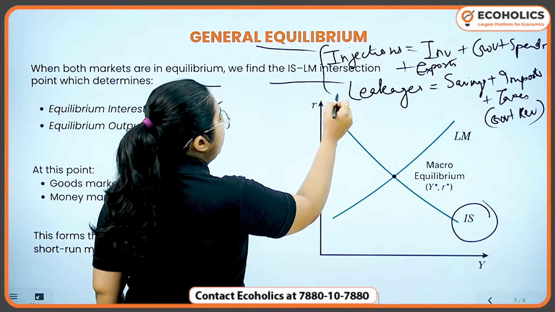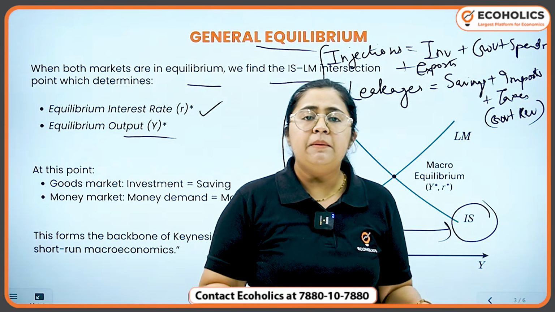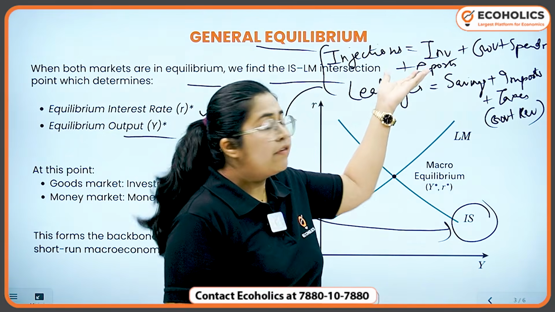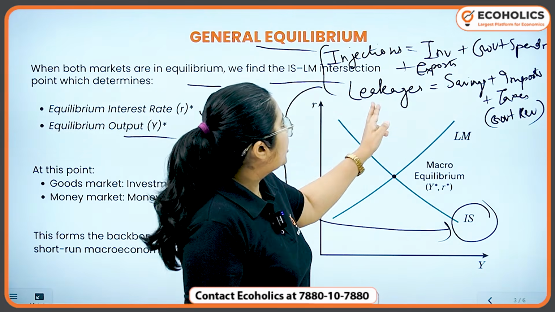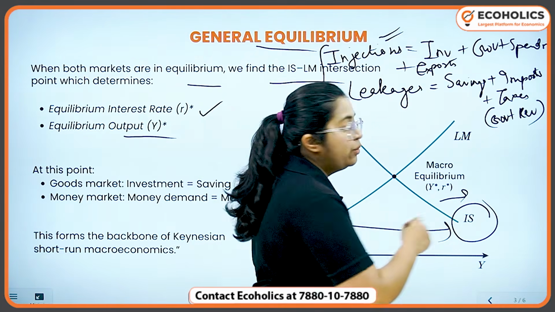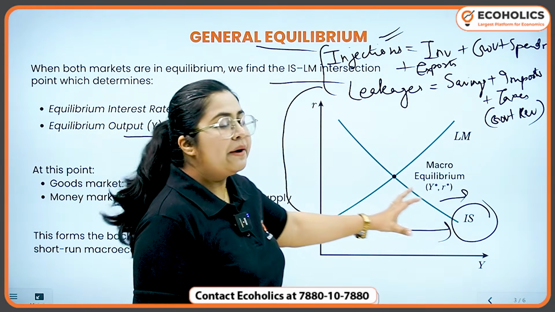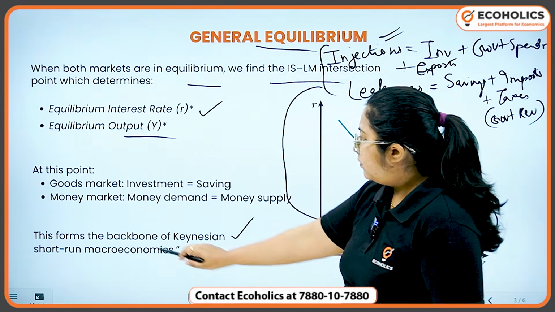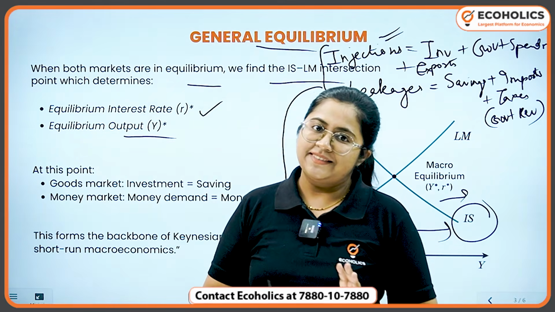So please make a note of it that this IS curve is actually showcasing the equilibrium or the circular flow of an economy where leakages are equal to injections, okay. So if injections are more in the economy, the IS curve is going to shift to the right. So this is how we interpret the IS and LM curves, okay. This is the backbone of Keynesian short-run macroeconomics, okay.